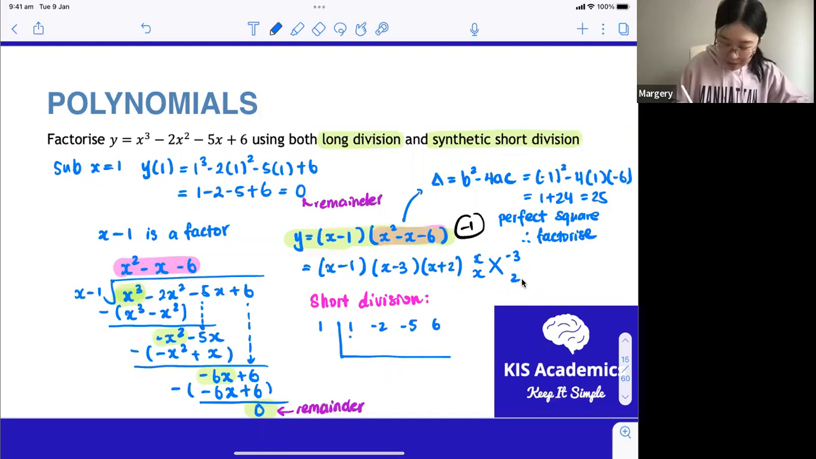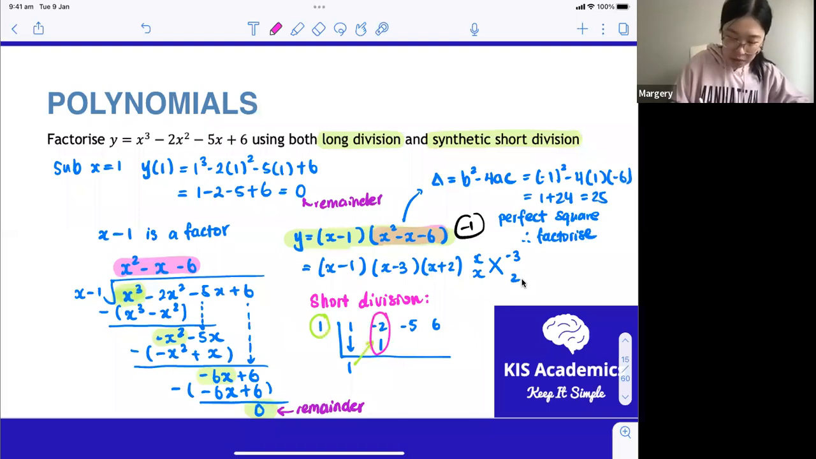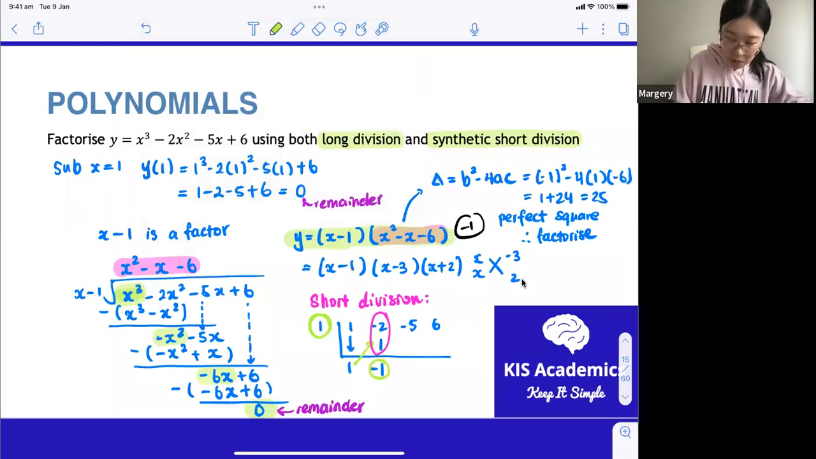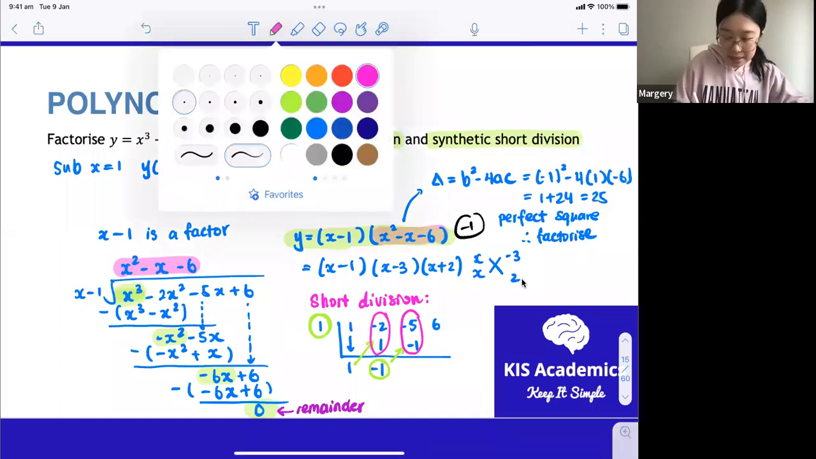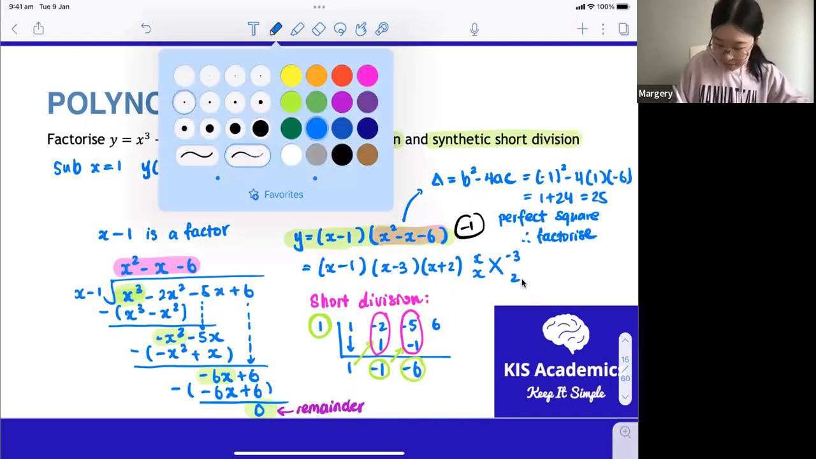So the first thing I would do is bring down this 1 down to the bottom, multiply this by my number over here to then get 1 times 1, which gives me 1. Then I would add these two numbers together. So minus 2 plus 1 gives me minus 1. And again, the number that I end up with down here, I would multiply with this 1. So negative 1 times 1 gives me negative 1. So I'll write that down over here. Again, adding these two numbers together, I get minus 6. And multiplying my minus 6 again to the 1 over here, I end up with minus 6. So I'll then write this number down over here.